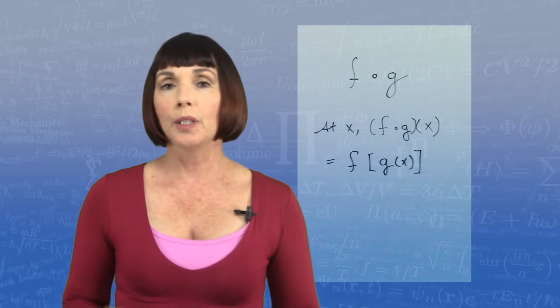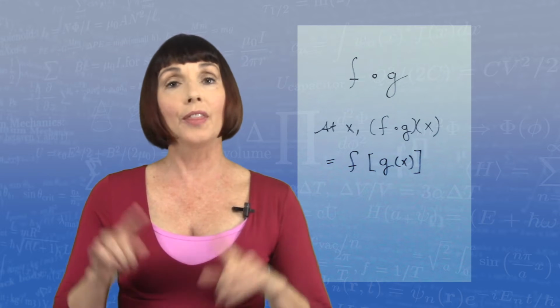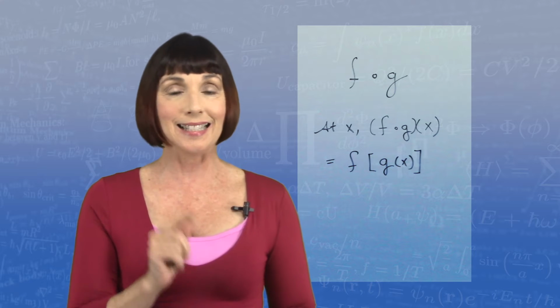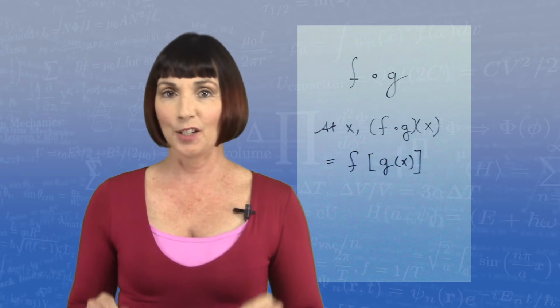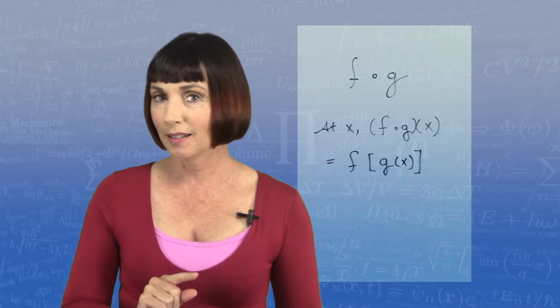Now, you'll note that the function that's listed first, in this case f, goes on the outside of the brackets. And the function that's listed second, in this case g, goes on the inside of the brackets. Let's do an example, and this will make a lot more sense.